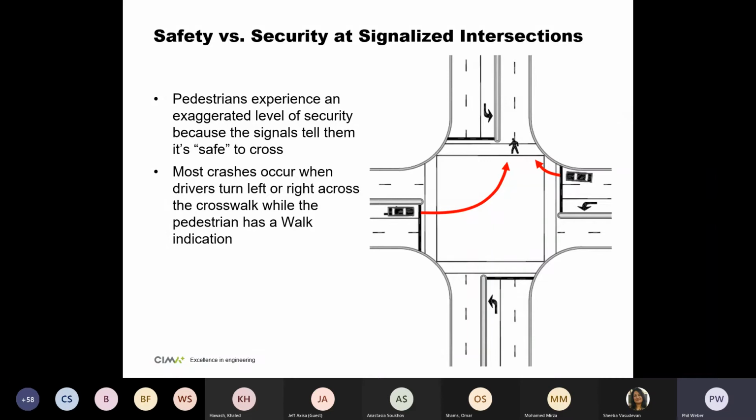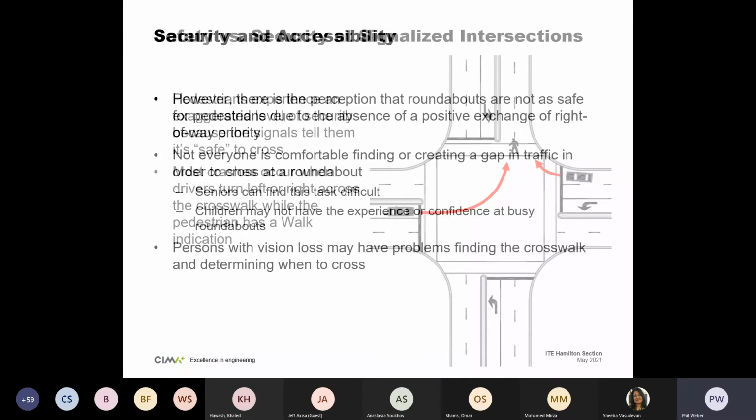So pedestrians get hit when they have the right of way most of the time. It's very rare the pedestrian gets hit when the driver violates the red, right? Most of the time, pedestrians get hit when drivers are turning left or right across the crosswalk. But pedestrians feel quite safe when they have the walk indication, even if they're not necessarily safe. So it's a safety versus security thing. Security is, of course, the feeling of safety. Pedestrians feel very secure at signalized intersections, even if they're not necessarily that safe.